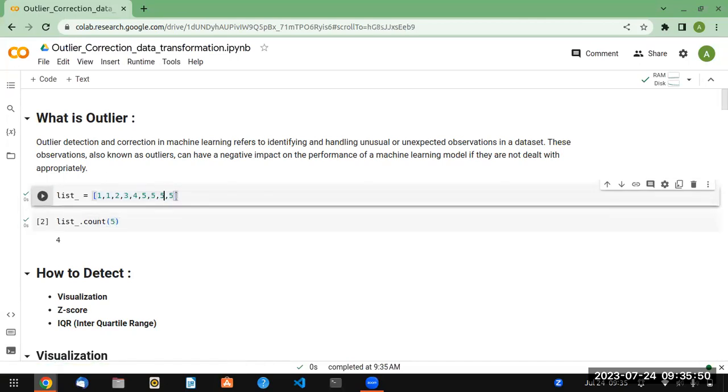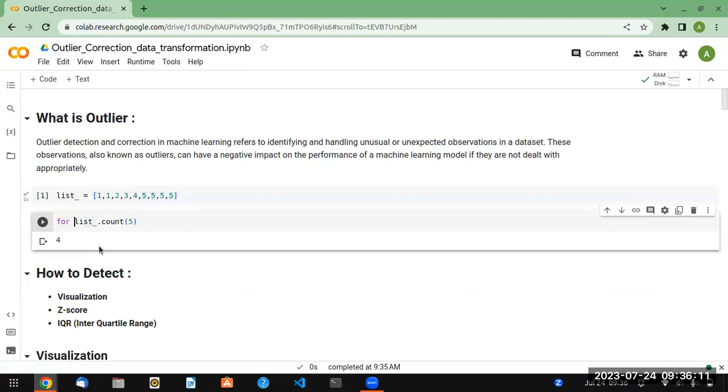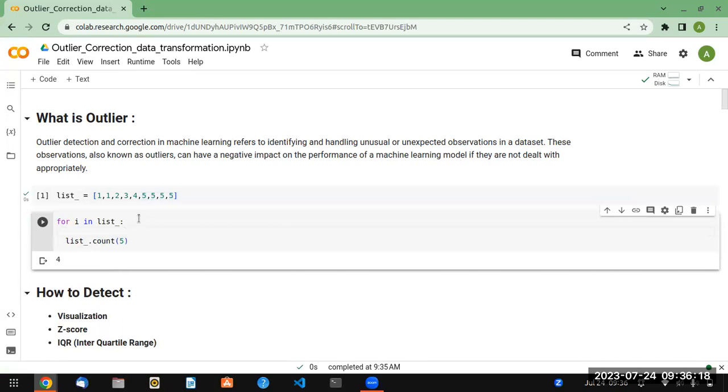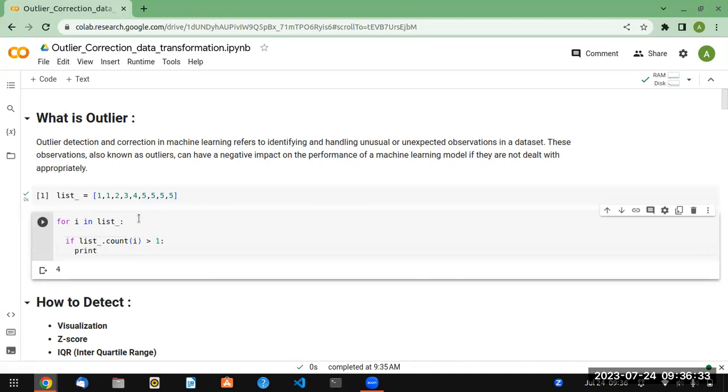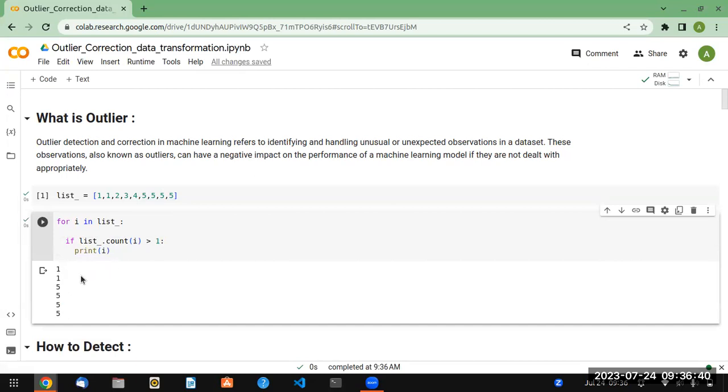That means suppose you have 100 categories and you can't manually identify whether they are repeated or not. So what you can do is make a list, use the count, iterate over each element and find the count, right? So for i in list, we can have a list comprehension. If count is greater than 1, then only add those elements to that comprehended list. Then print i, right? So this will print all the duplicates, like you can see here, 1, 5, 5, 5.